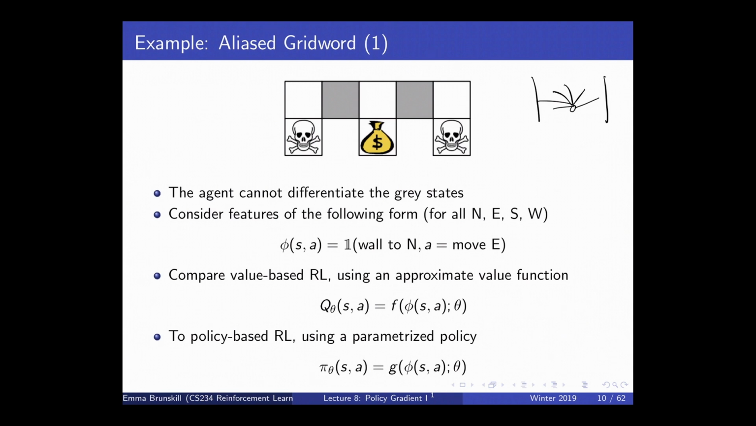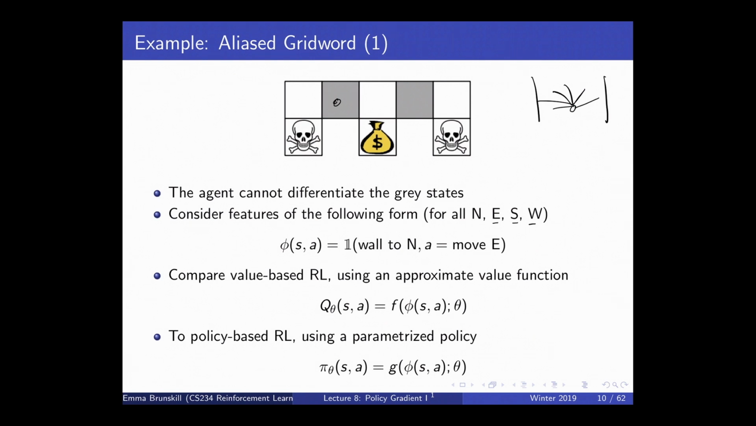So in an aliased grid world, let's say that the agent, because of their sensors, cannot distinguish the gray states, and they have features of a particular form. They have a feature for whether or not there's a wall to the north, or east or south or west. So if it's here, it can tell, oh, I have walls to either side of me and not in front or behind me. But that could be the same over in the other gray state.